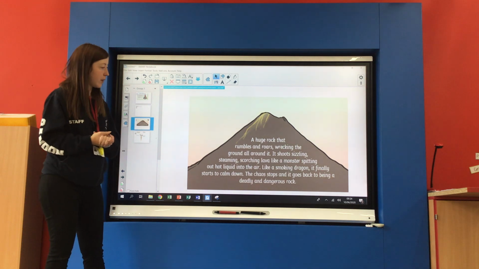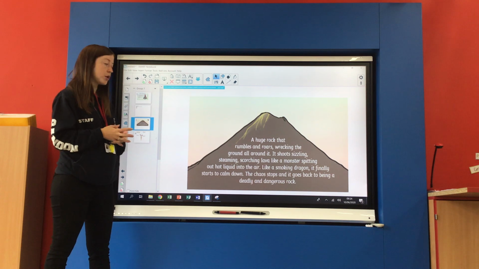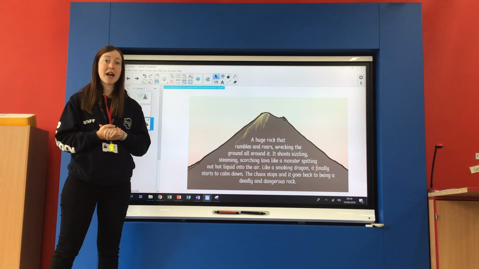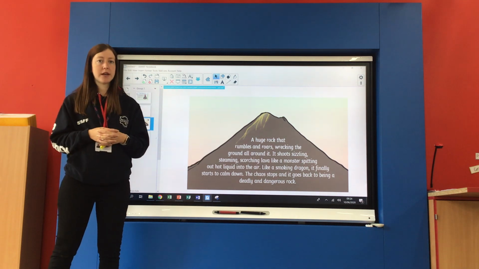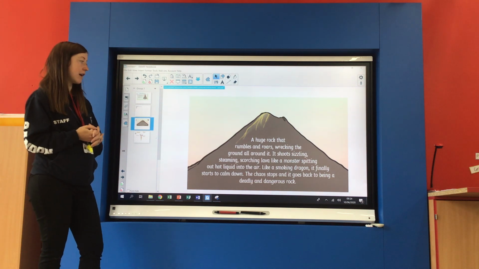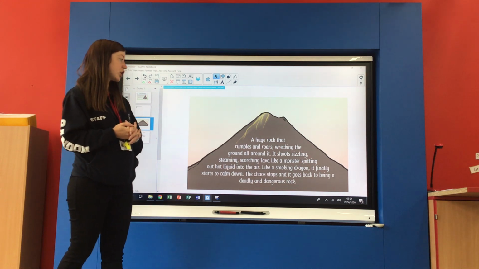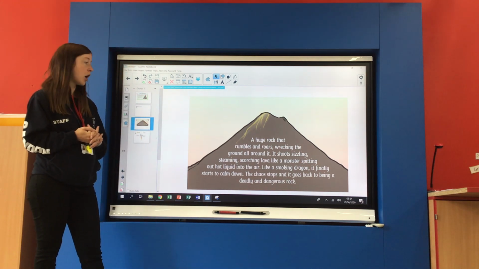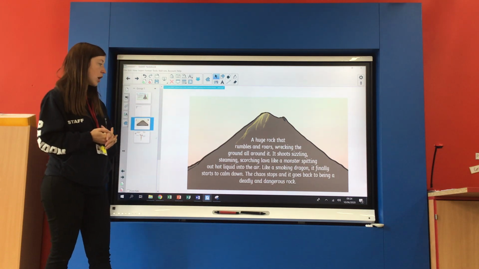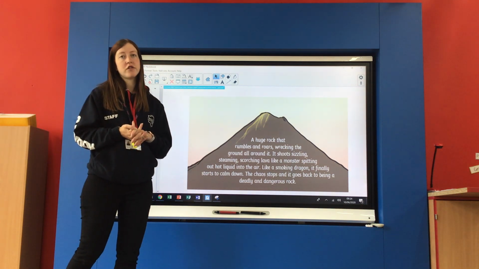Let's have a look at this shape poem. So this is one of the shape poems we read yesterday. Miss Burrows is going to read it to you. You can read along if you like. See if you can spot any adjectives, any describing words that have been used in this shape poem. A huge rock that rumbles and roars, wrecking the ground all around it. It shoots sizzling, steaming, scorching lava like a monster spitting out hot liquid into the air. Like a smoking dragon, it finally starts to calm down. The chaos stops and it goes back to being a deadly, dangerous rock.